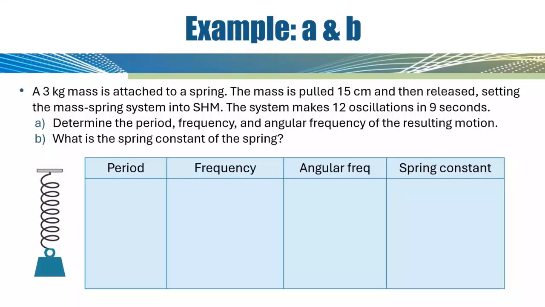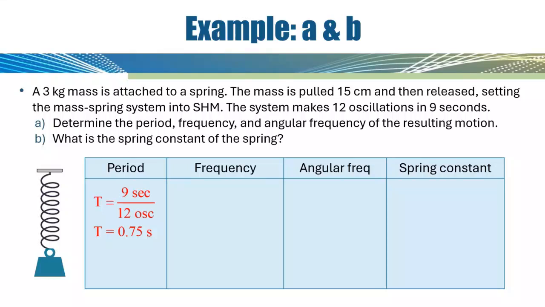All right, let's start with period for letter A. So I know that period depends on the mass and the spring constant, but the problem is I don't have the spring constant. So I'm going to have to find period a different way. So I'm going to instead use its definition. And it says here that the system makes 12 oscillations in 9 seconds. And I know that period is measured in seconds. So that tells me that I could say 9 seconds is 12 oscillations, and that would give me the time for one oscillation. And the time for one oscillation is 0.75 seconds.